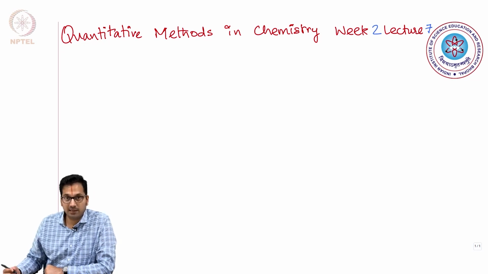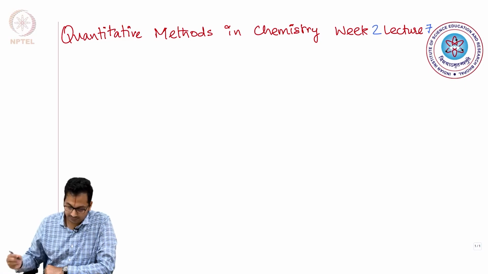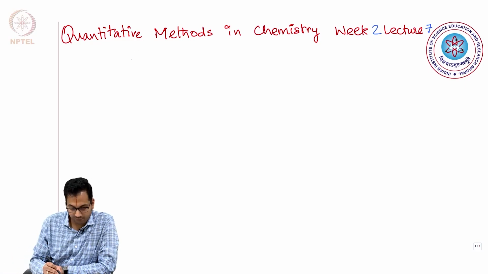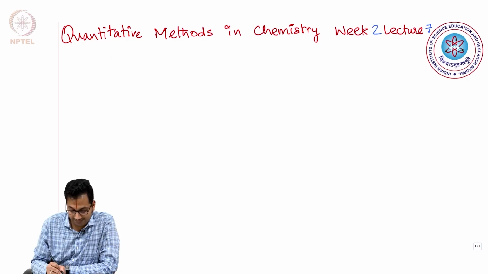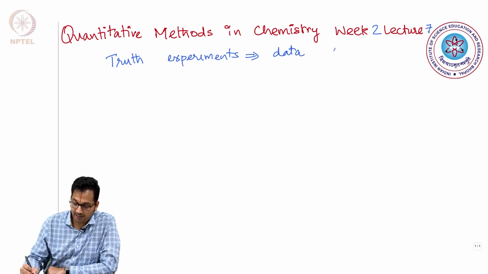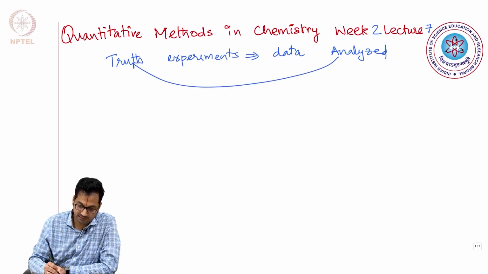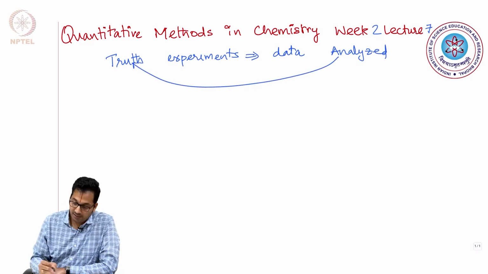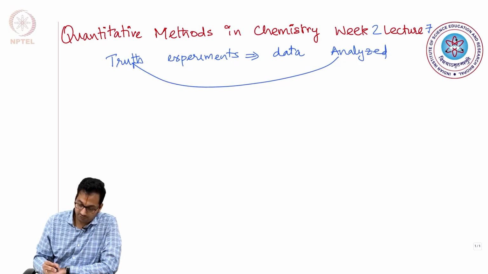So let's quickly recap what we saw in the previous class. We defined a few terms. We wanted to seek the truth by way of experiments, and experiments fetch data, and we are trying to understand how data can be analyzed to, of course, go back and understand the truth. In this aspect, we defined a few terms. We tried to understand what Galton's experiment was.